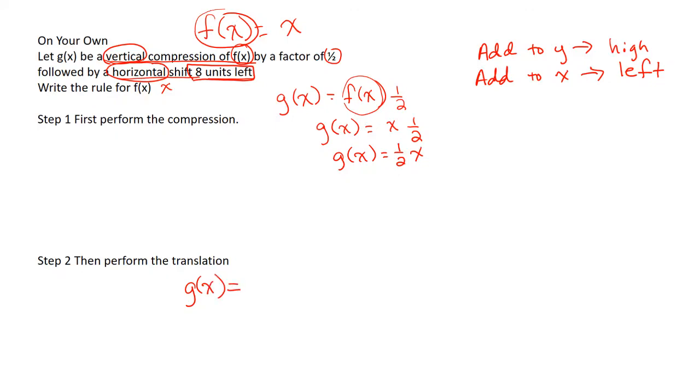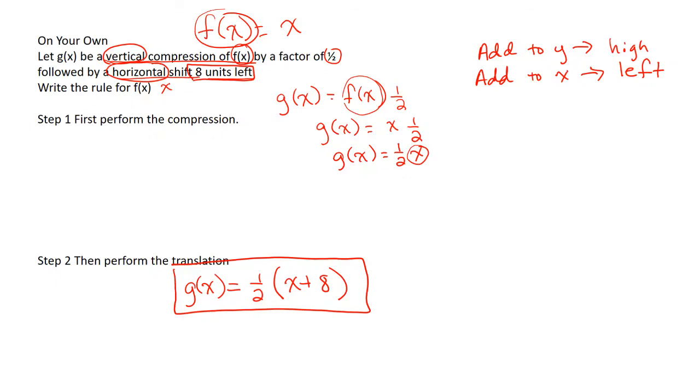and so what we're going to look at is over here, we're just going to deal with our x, all right? So we're going to have 1/2, and then we're going to put in parentheses x, and we want to go 8 units left, so we're going to add plus 8 to x. All right, and there's your rule for g of x.